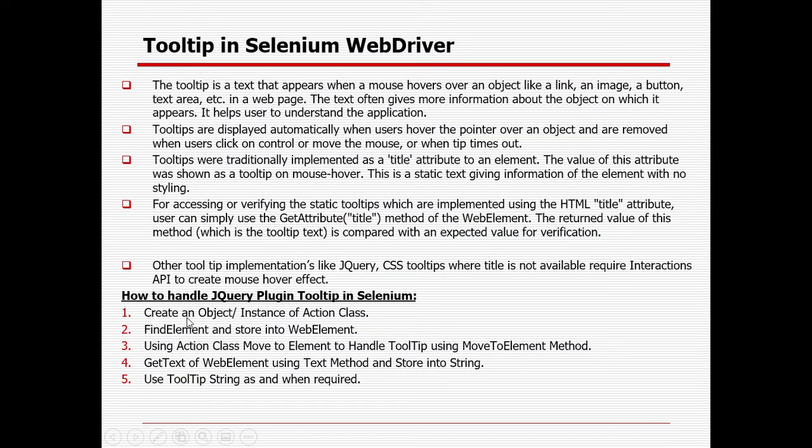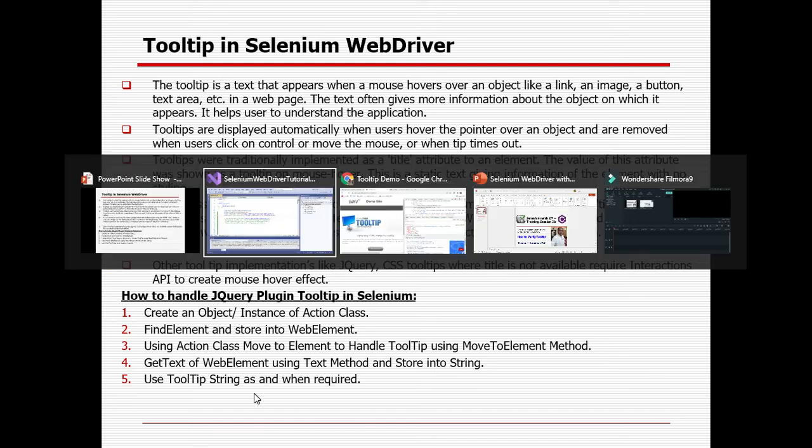First we need to create an instance of the Actions class. Then we need to identify the element and store it in some WebElement. After that we use the Actions class to move to the element and handle the tooltips using the moveToElement method. After that we can get the text of the web element with the help of the getText method, and store it in some string. After that we can use that particular text or string, whatever is available for this kind of tooltip, especially for jQuery plugin or Swiss tooltips. We can use it as and when required.